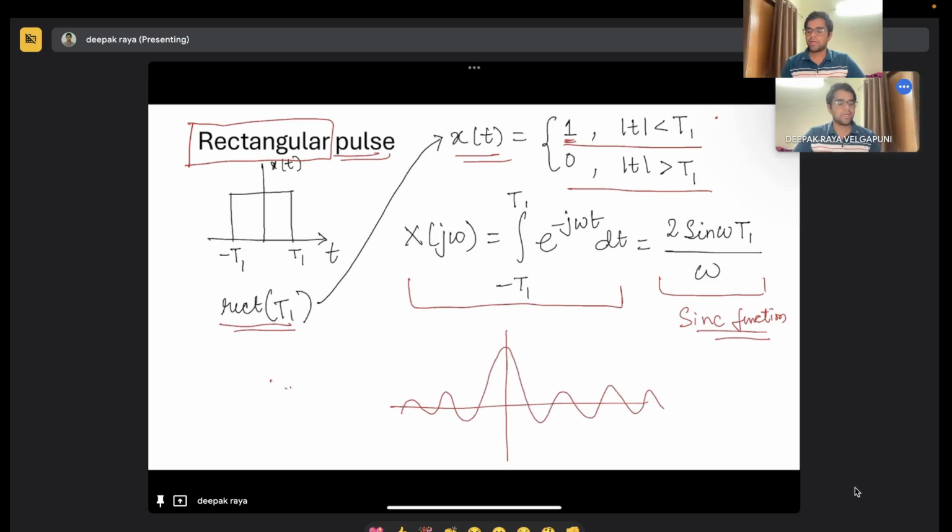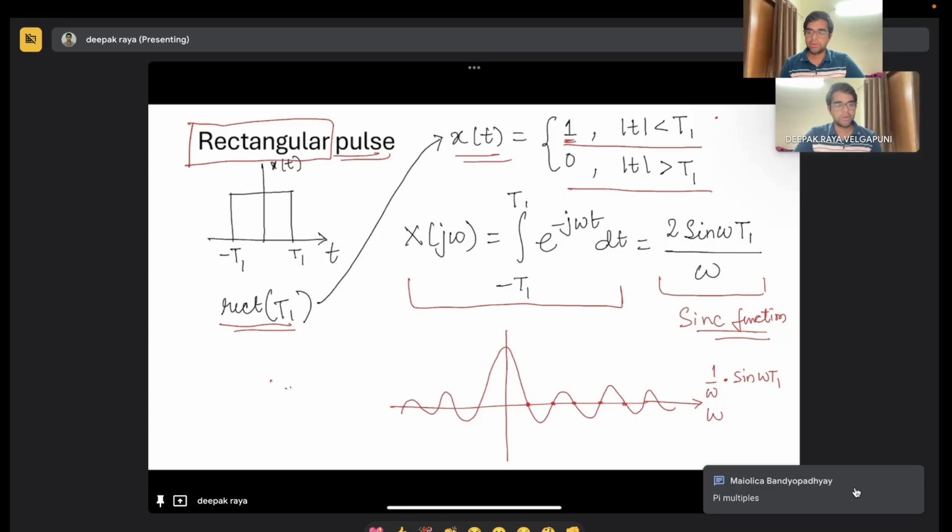So basically it is nothing but 1 by omega sine omega t1 scaled by 1 by omega. So as it goes to infinity, it decays, you can see here, and it's a sinusoid. And can anyone tell where we can find the zeros here? What are these points on this omega axis? Is it 2 pi by t1? Correct, yes. I think we know it, right?